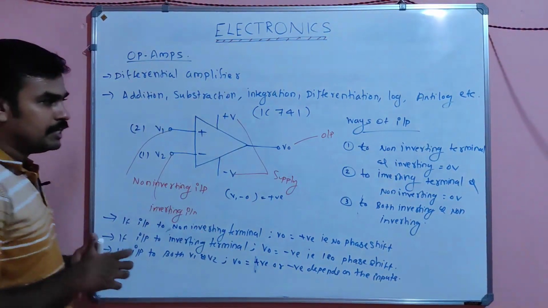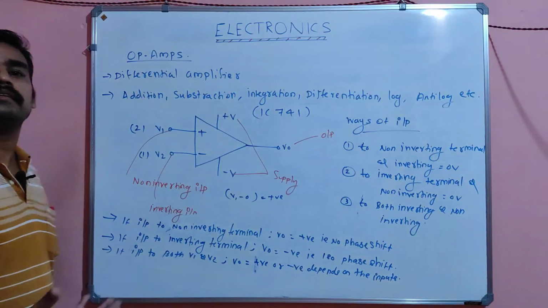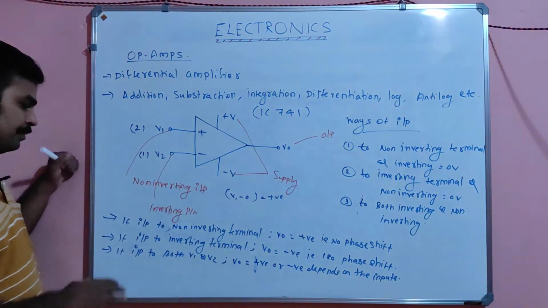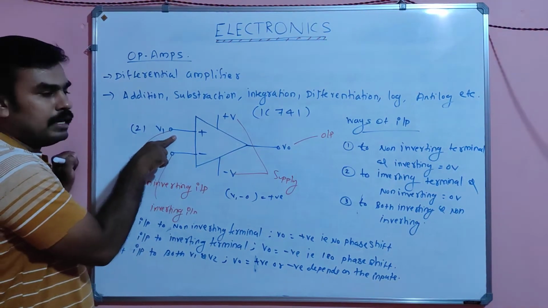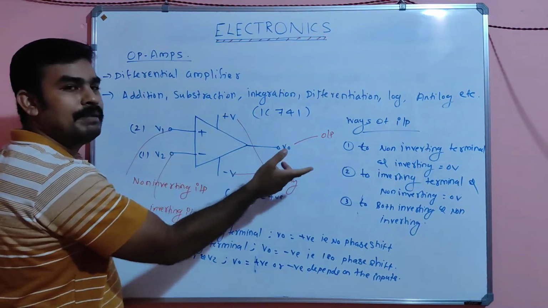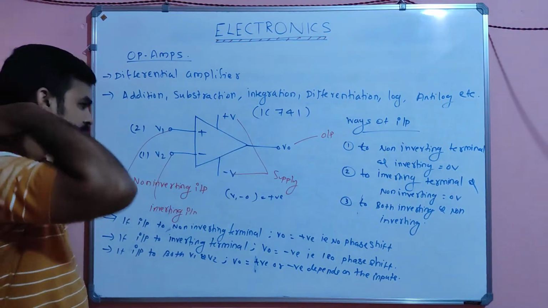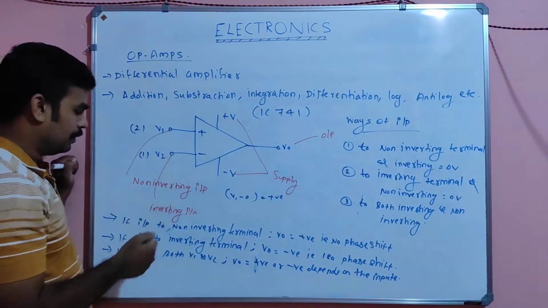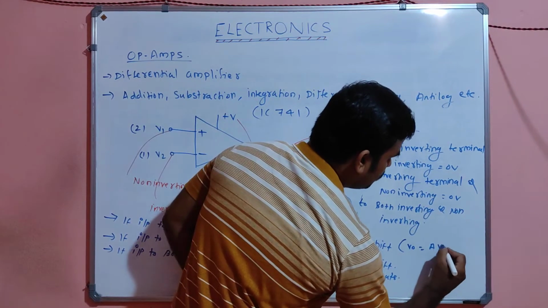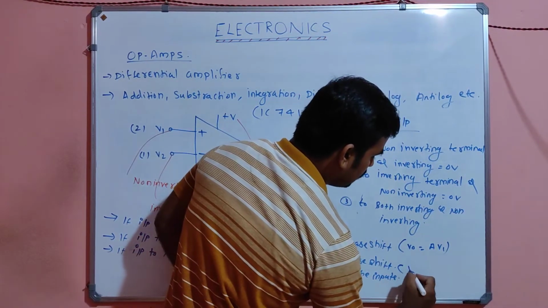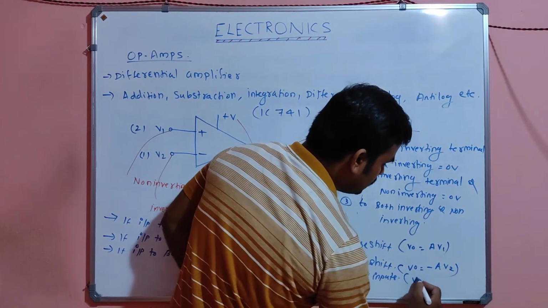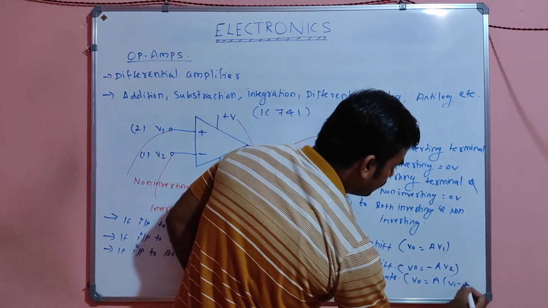Okay, so I have already told you that there are 3 ways you can give the input. According to those 3 ways, you can predict the output also. If you are giving input to the plus terminal only and the negative terminal is grounded, that means 0 volt, what will be the output? The output will simply be a positive quantity. That means A times this V1 will be the output. That I can write: V0 is equal to A times V1. Here V0 equal to minus A times V2. And V0 will be equal to A times (V1 minus V2). That's all.